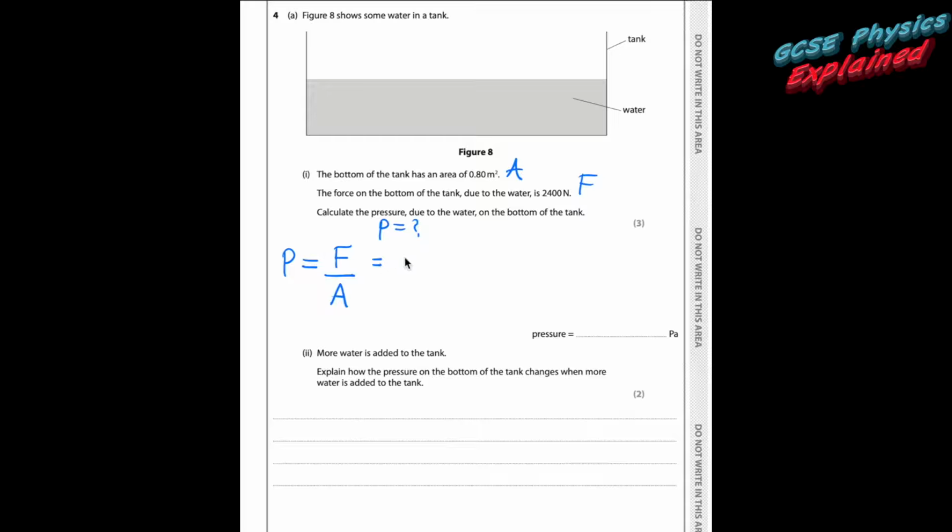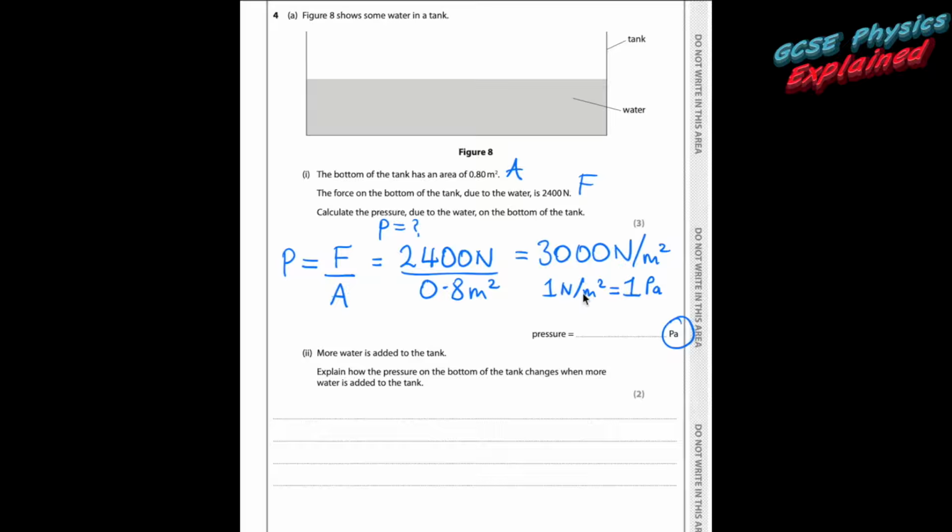Let's just pop the numbers in. 2,400 newtons divided by 0.8 metres squared, and that equals exactly 3,000 newtons per metre squared. And remember, 1 newton per metre squared equals 1 Pascal. So they want the answers in pascals, which is basically just newtons per metre squared. Don't let that put you off. So that's just 3,000 pascals.